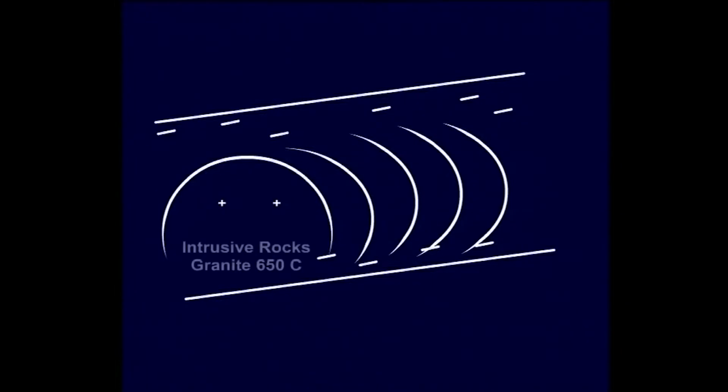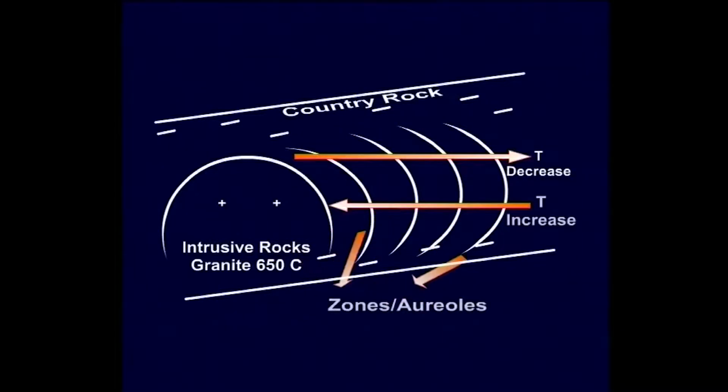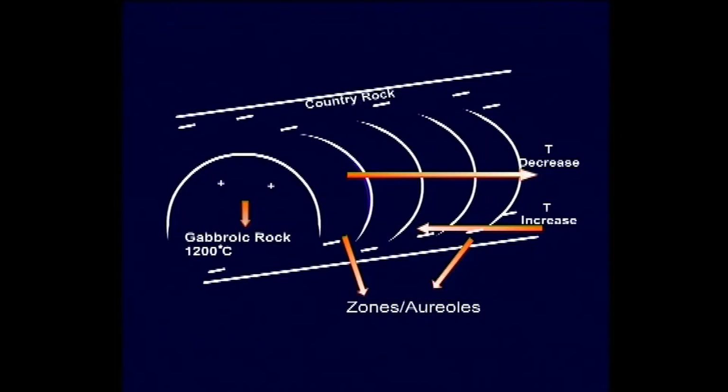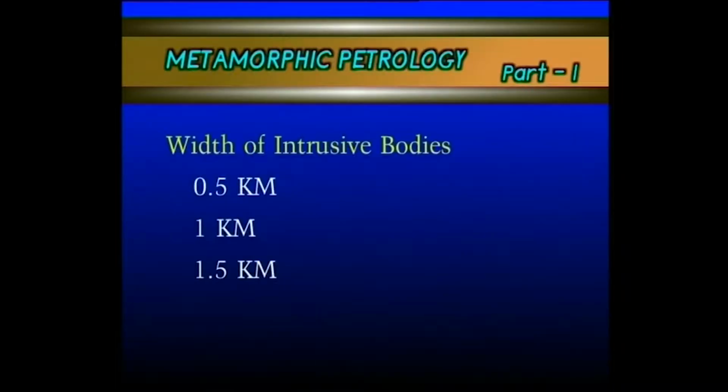In the case of granitic rock, we can see the thermal aureoles will be narrow as compared to gabbroic rocks, where the temperature is nearly 1200 degrees centigrade. So these are the important factors, particularly how the thermal aureoles or zones are developed.